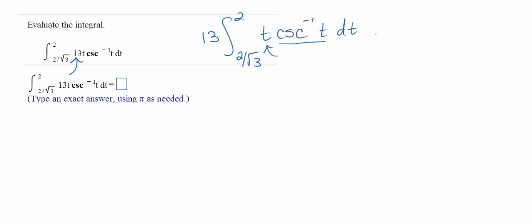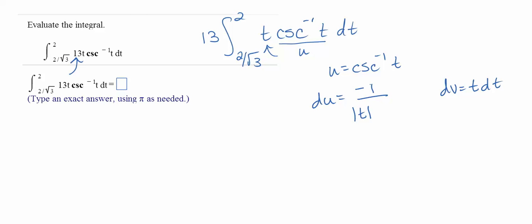So we'll let this be our u. We'll let u equal inverse cosecant of t, and then we'll let dv equal what's remaining, which is t dt. Now du, the derivative of u, which is the inverse cosecant, is negative 1 over the absolute value of t times the square root of t squared minus 1. So you can just look that up. That's the derivative of your inverse cosecant.